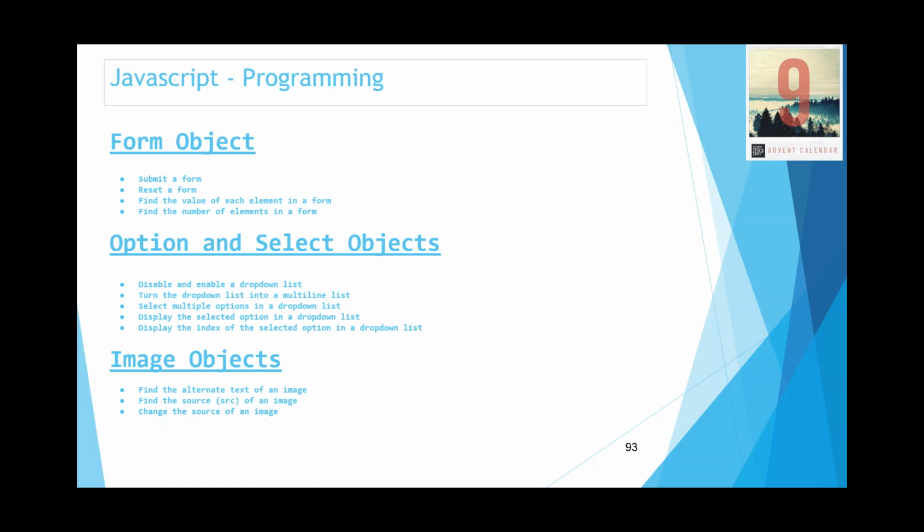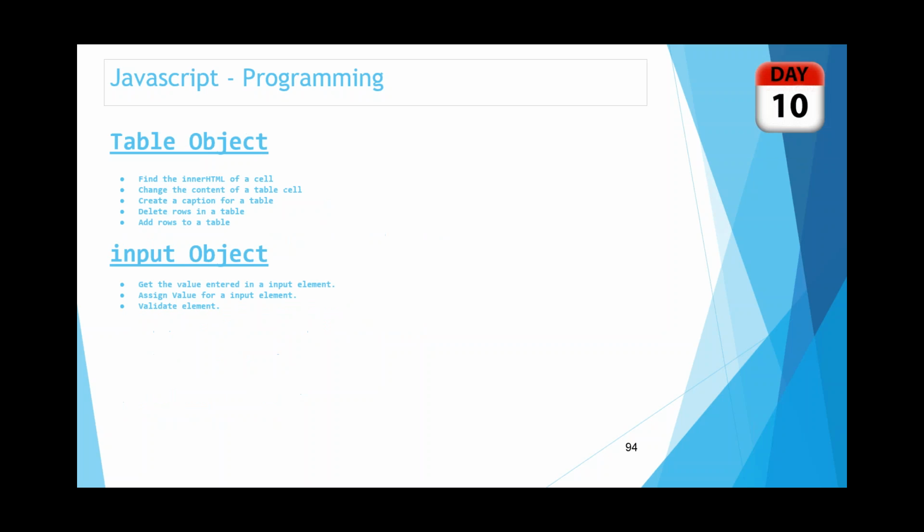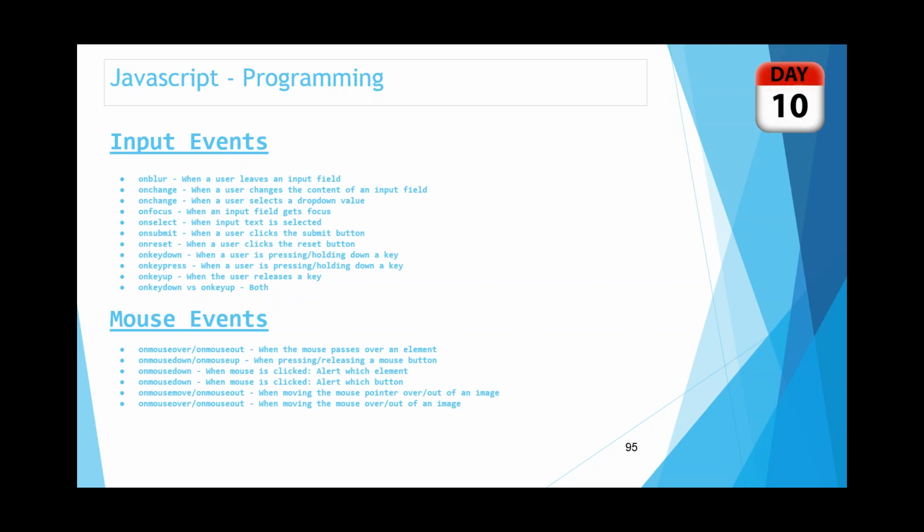Even you can handle image objects, the drop down list and table object and input objects. Input objects means your text box, text area, checkbox, radio button, something like that. So for all the elements we have the events. These are JavaScript events. The input element on blur means whenever the user leaves, say you are typing something in username and you came out of that control, then before coming out of that element this on blur event will be executed.